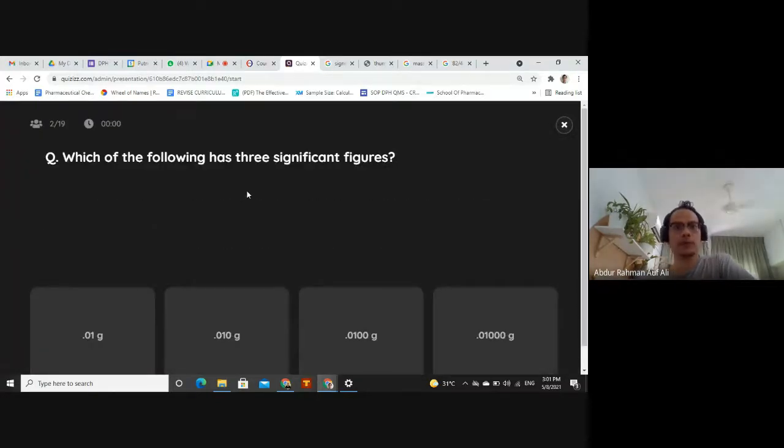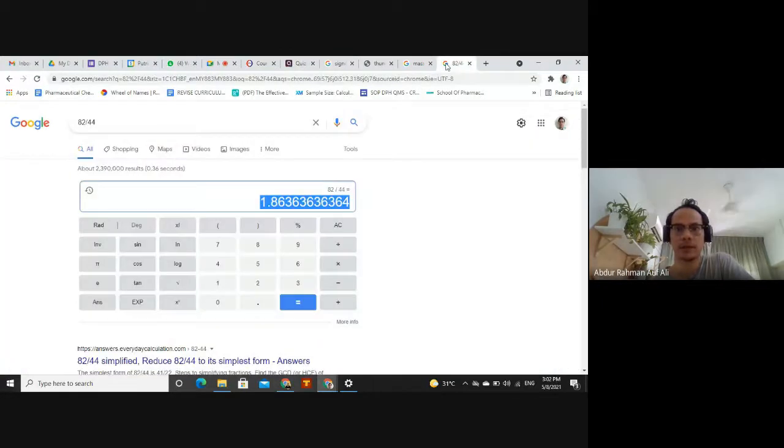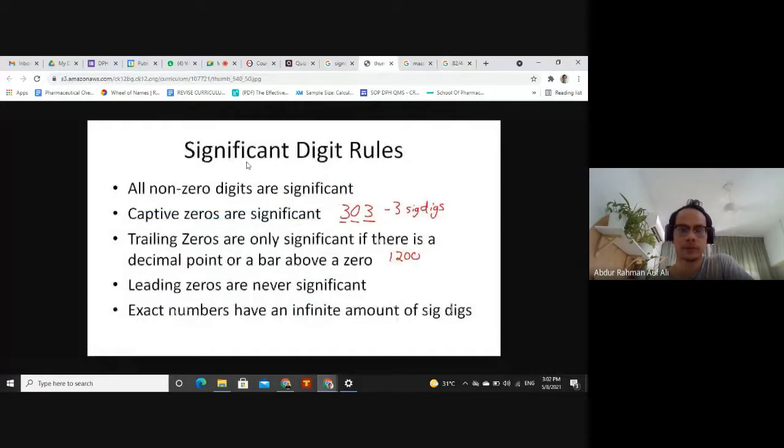So which of the following has three significant figures? So kalau kamu ada rule dalam lecture note, kalau kamu dah download lecture note, kamu boleh buka tengok the rules for the significant figures. Mana dia tadi? This one.